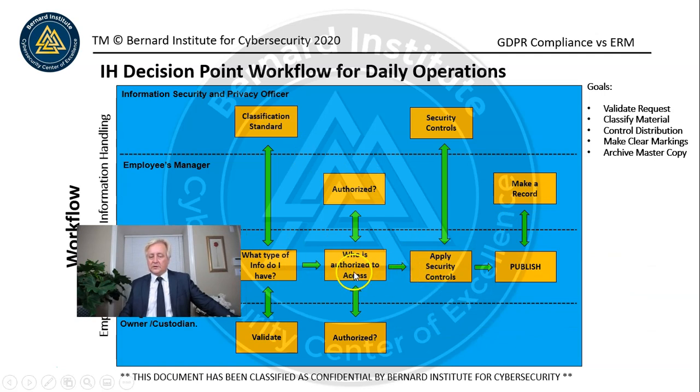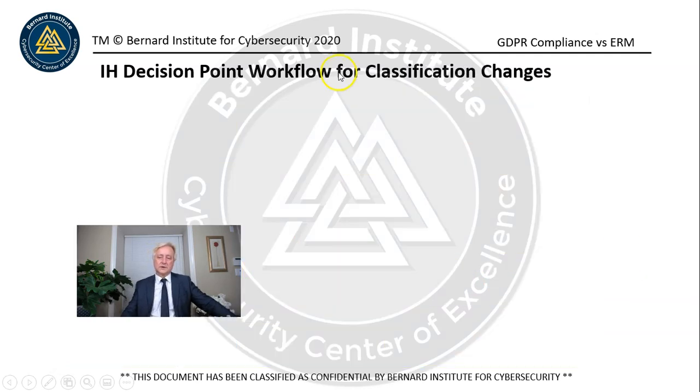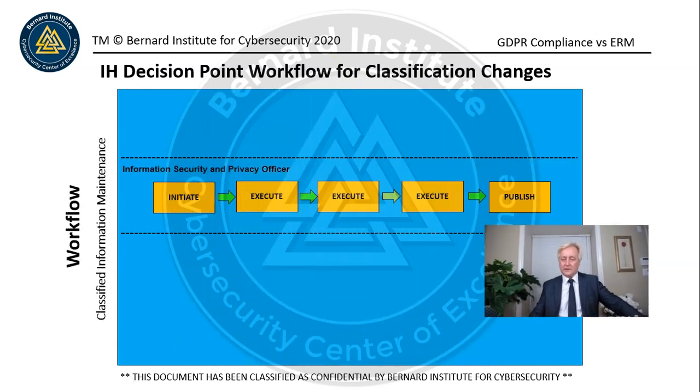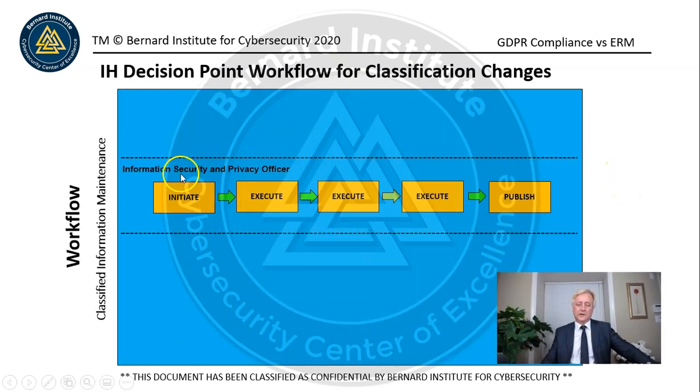So once we find out who is authorized and we know what type it is, then we can apply the controls. And then we can share that information or not, reject it. So that's workflow, daily operations. This is for classification changes, workflow. So we initiate, execute control.